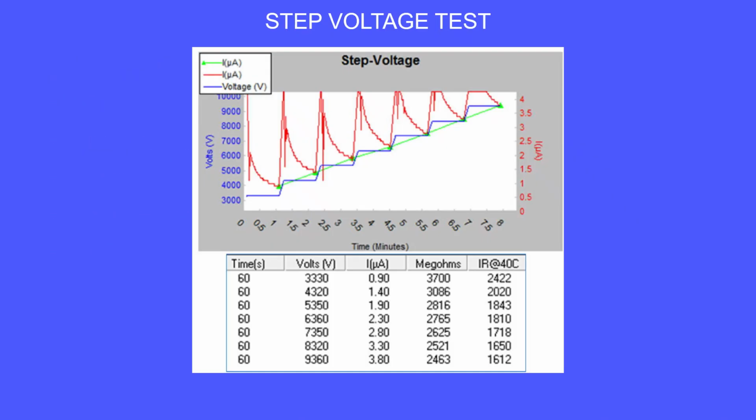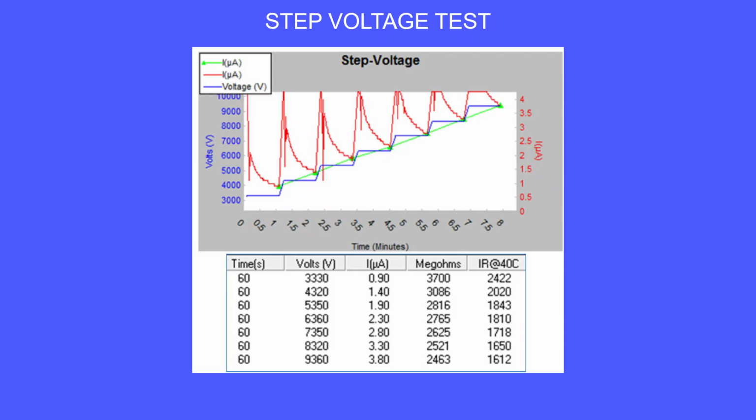This is an actual test result of the Megger AWADC step test. The blue pen is voltage, red is leakage current, and green is a plot of each end of step points. It's this green pen that must be linear for an acceptable test result.